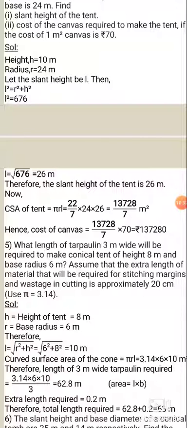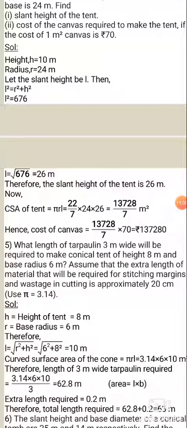Now the curved surface area. Using tarpaulin we want to make a tent. So curved surface area is pi RL. So 3.14 into 6 into 10. Now we need to find out what length of tarpaulin. Therefore the length of 3 meter wide tarpaulin required is 3.14 into 6 into 10 by 3.